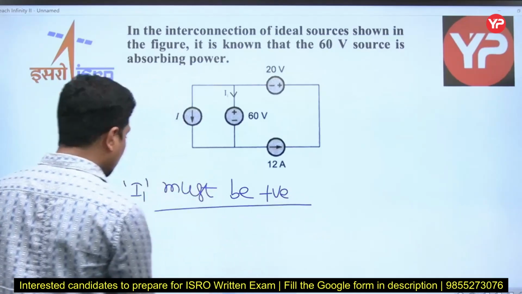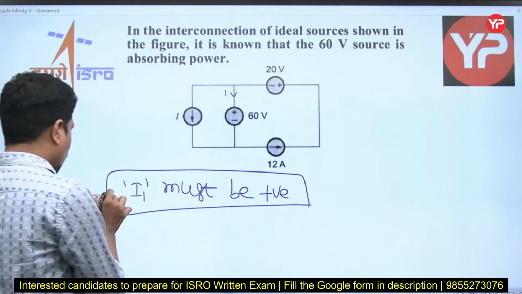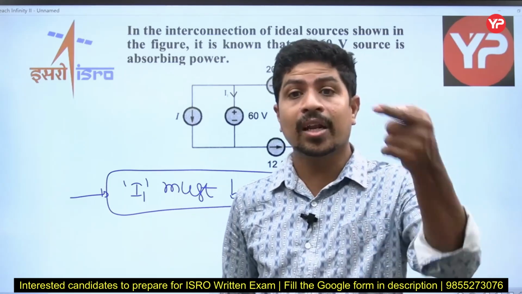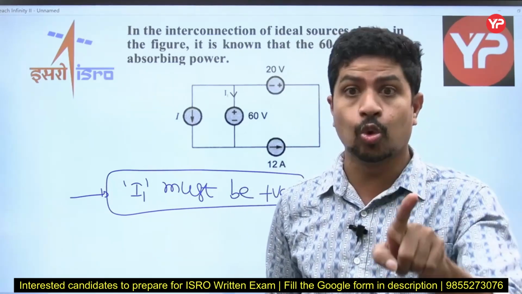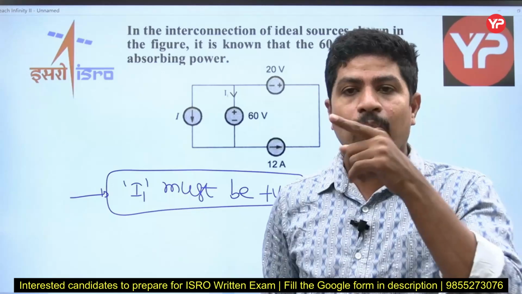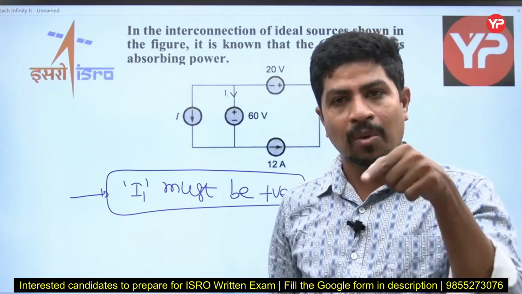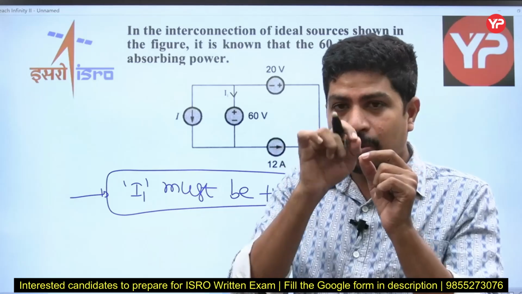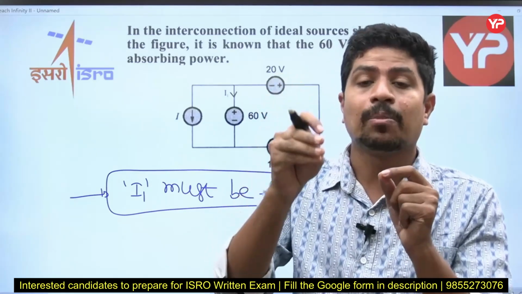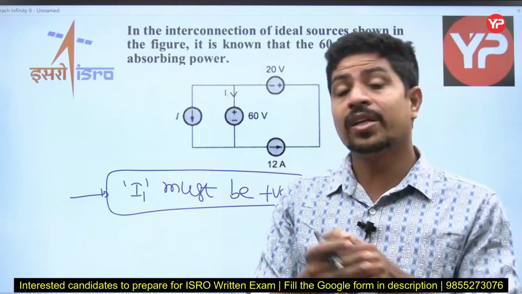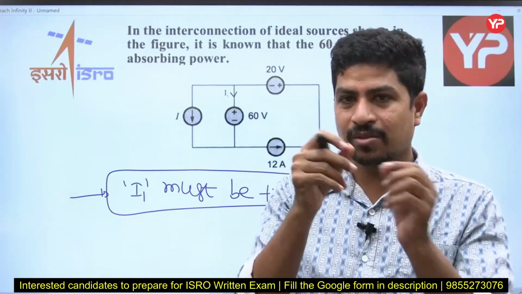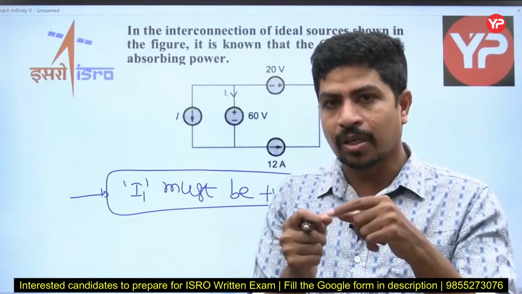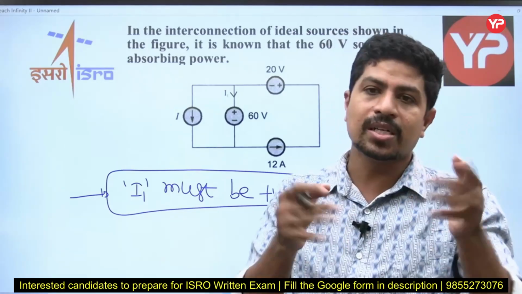Why is this so? From the passive power sign convention, if a positive current is entering into the positive terminal of a source, then it is absorbing. If positive current is leaving from the positive terminal of a source, it is supplying or delivering. For a load like a resistance, inductance or capacitance, if positive current is entering the positive terminal, it is absorbing; if leaving, it is delivering.